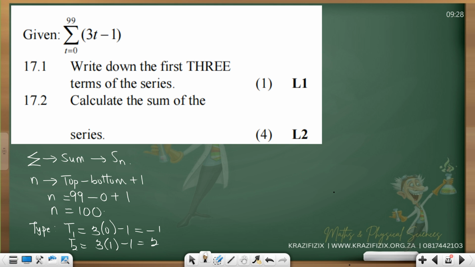In fact, do you notice that I'm already answering 17.1? What is T3? I used 0, I used 1, the next one is 2. I'm already done. Now calculate the sum, 17.2 now. Do you see I'm already done there? I now see that it is negative 1 plus 2 plus 5. If you look at it, 2 minus minus 1 is 3. So I am identifying this as what? Arithmetic.